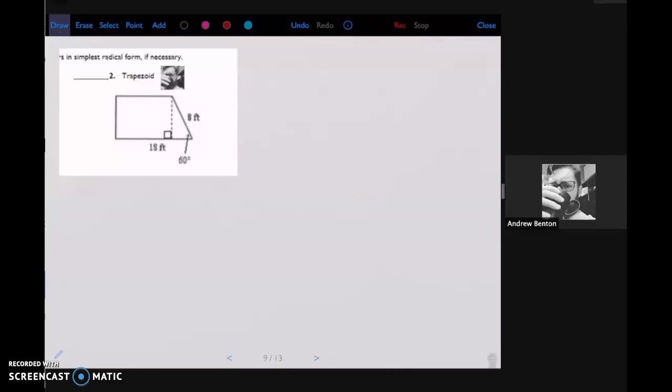Alright, so this one's a trapezoid. We need to do two things. We need to find the height, which I'll label in blue, and then the other line that we have to find is this mid-segment. Area is going to equal the mid-segment times the height. So I don't know either of those, dang.